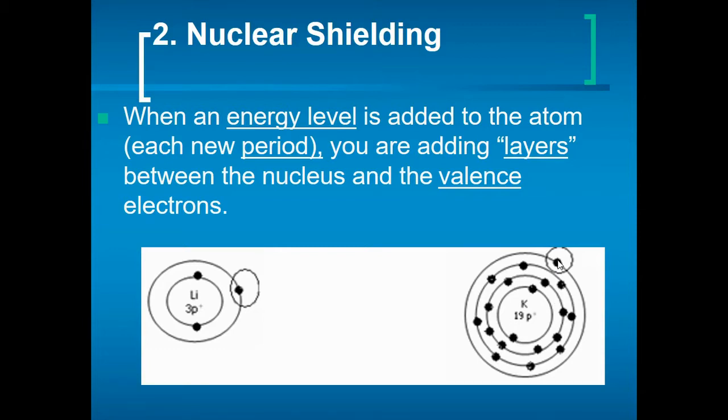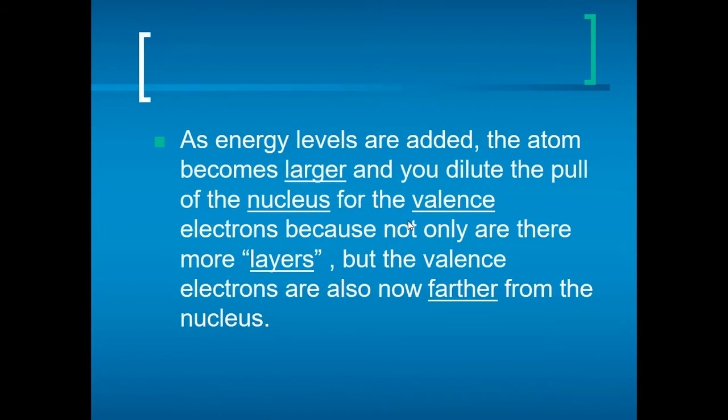This valence electron is being shielded from the nucleus, from the protons, from those parents that want to control the electron, from those protons that want to pull those electrons in. So this nuclear shielding is important as you go down the periodic table. Nuclear charge dominates as you go to the right. As your energy levels are added, your atom is going to become larger. So you're going to dilute the pull of the nucleus on the valence electrons. You're not going to be able to see it because it's getting further and further away. Just like the analogy between a parent and a child, the further the child is from the parent, the less control they have.